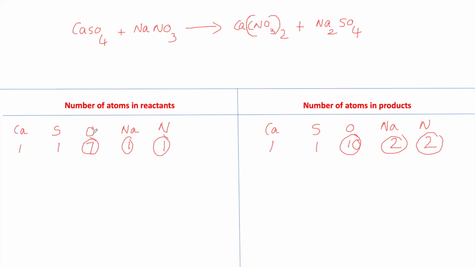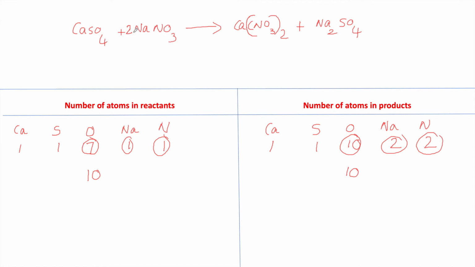So we should increase the oxygen atoms in the reactant side. Oxygen 4 plus 3 is 7 only. We should make it 10. So if I keep a 2 here, see, 2 into 3. This 2 is common for sodium, nitrogen and oxygen. So 2 into 3, 6 is the oxygen atoms here. And here again it's 4. So 6 plus 4, it's 10 now.